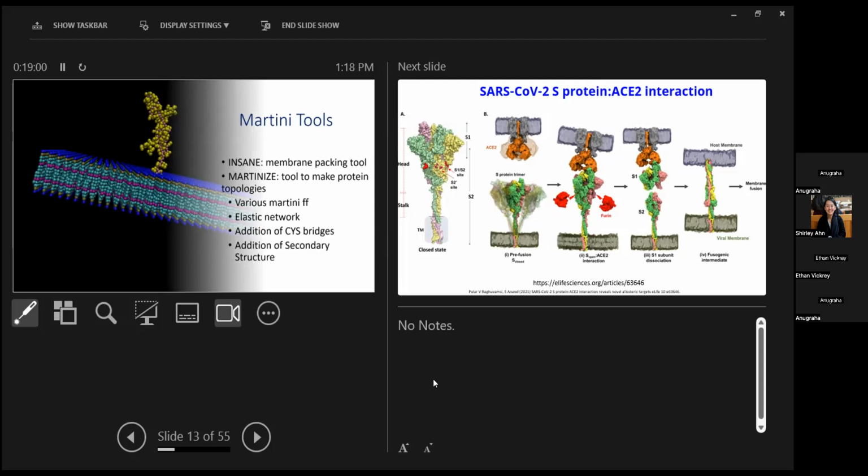In addition, we can also add an elastic network. We use an elastic network in coarse-grained simulations because we want to keep the secondary structure and the stable secondary and tertiary structures of the protein in place.